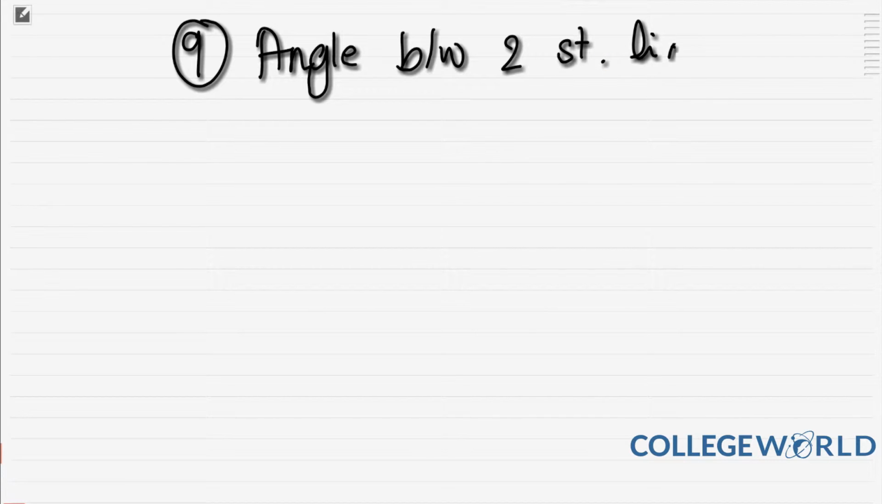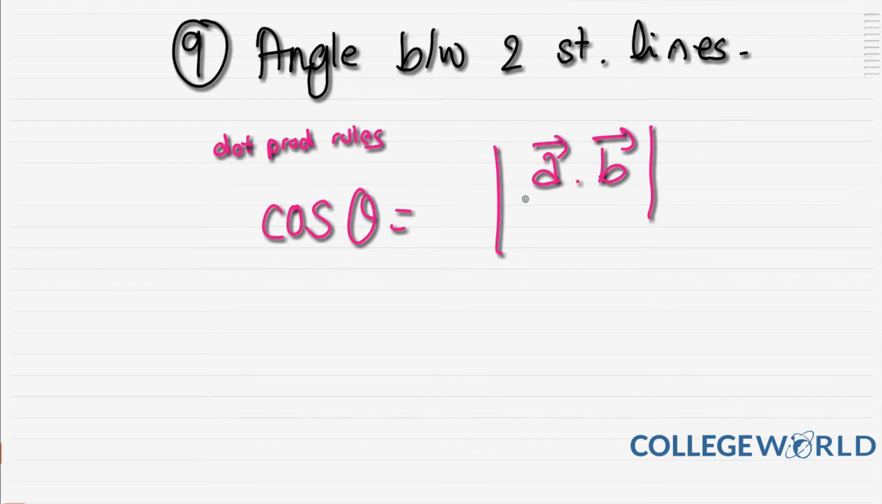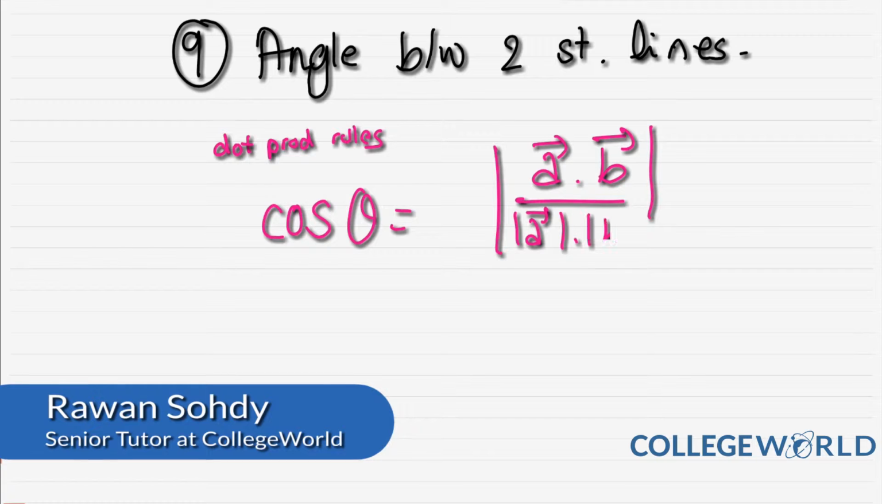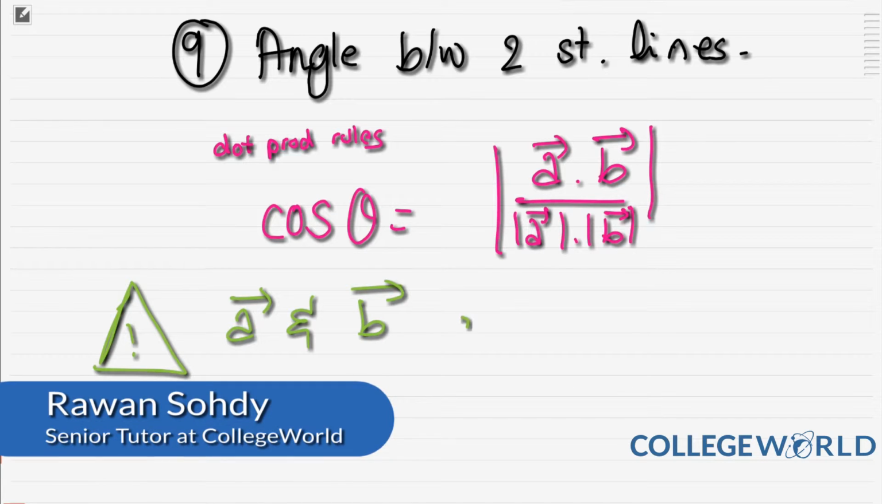So now, as we used before when we're talking about angles, we simply refer to our dot product rules. And that rule stated that in terms of the angle, cosine theta equals vector A dot vector B over the product of their magnitudes. Now for straight lines, the only thing you need to know is that A and B are actually the direction vectors of these lines.